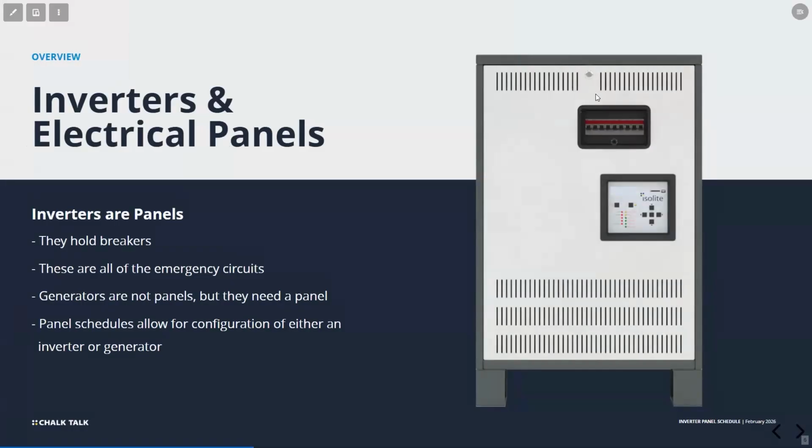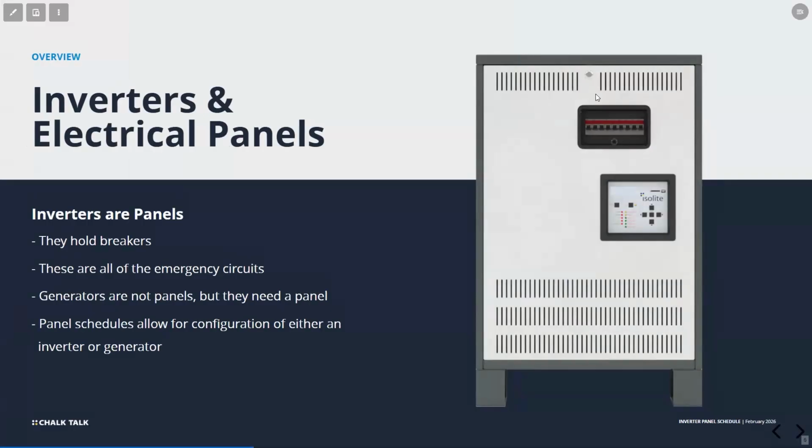And the first point I want to make is that inverters are basically electrical panels, or another way to put it is that they contain an electrical panel. They have output breakers and an input breaker, basically the same way that any electrical panel does. Sort of similar to generators, which will have to have those breakers too. The difference is this is all self-contained within the Isolite unit.